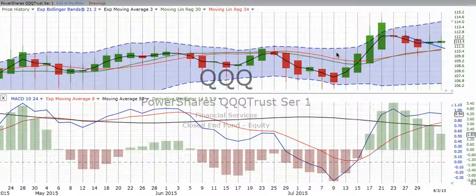And the Qs, what is the Qs up to? Well, the Qs is still in a confirmed up move. Looks like you're having more of a convergence come together on the MACD, but still in a confirmed up move. And it's still in an up move on the short chart.